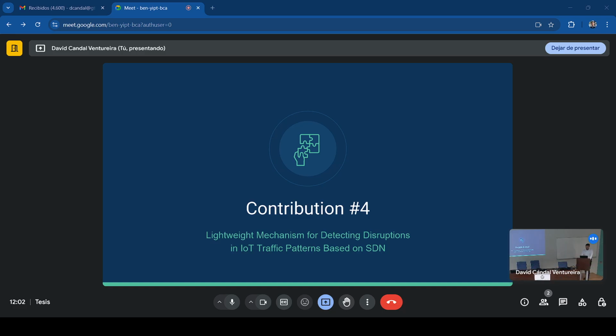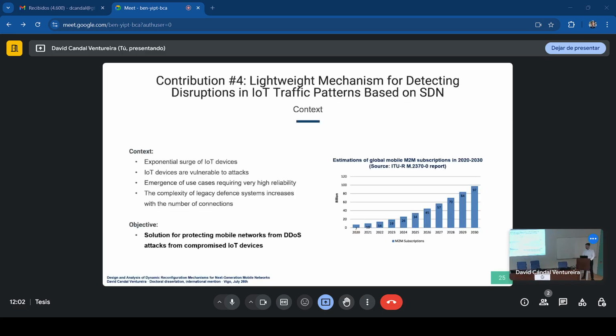My next work addresses a critical challenge for the future of mobile networks, which is securing these networks against attacks under the exponential growth of connected devices, especially machine devices. This is a crucial issue for several reasons.